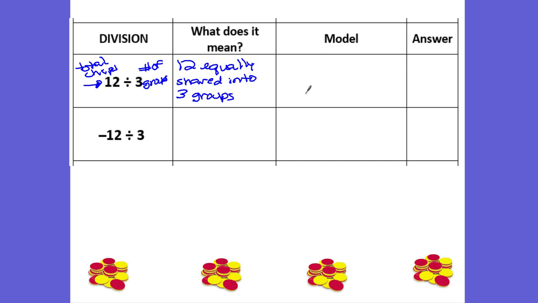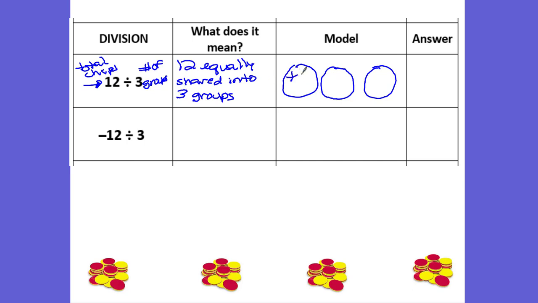And let's model it. Okay, we know we need 3 groups. So here's 1 group, 2 groups, 3 groups. I don't know yet how many goes into each group, but I know the total is 12, that I need to share the 12 equally. And it's positive 12 that we're sharing equally.